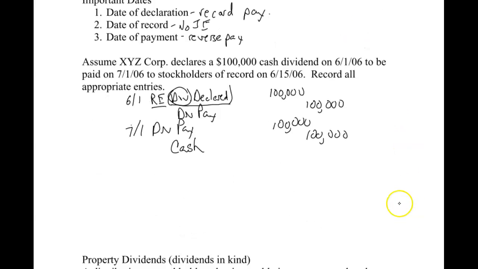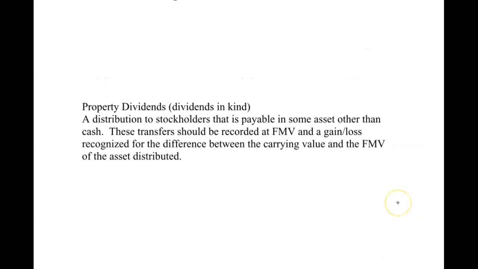Let's move on to the next type of dividend. This is a property dividend. These are less common, although I've actually received a property dividend before when I was invested, I think, in Verizon a few years back. Instead of paying cash in their quarterly dividend, they gave out shares of Frontier Communications that they owned. It was kind of random, but it does happen.